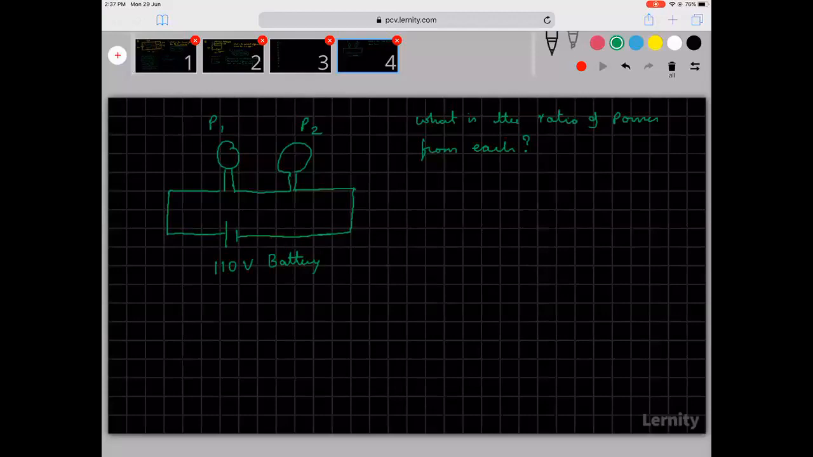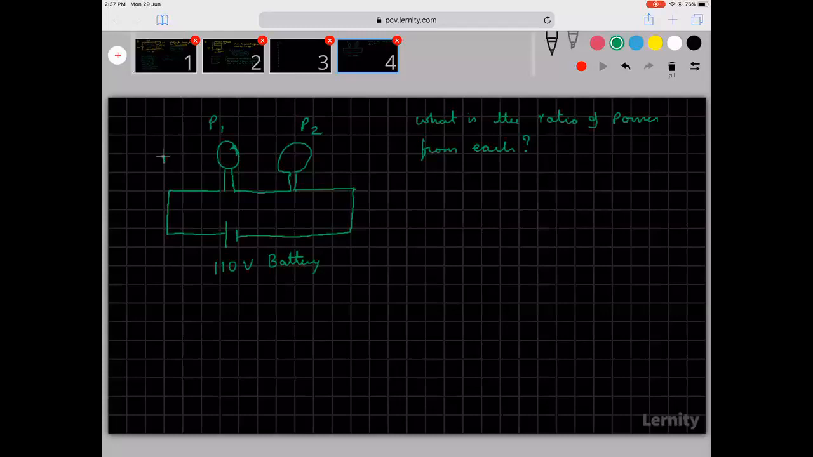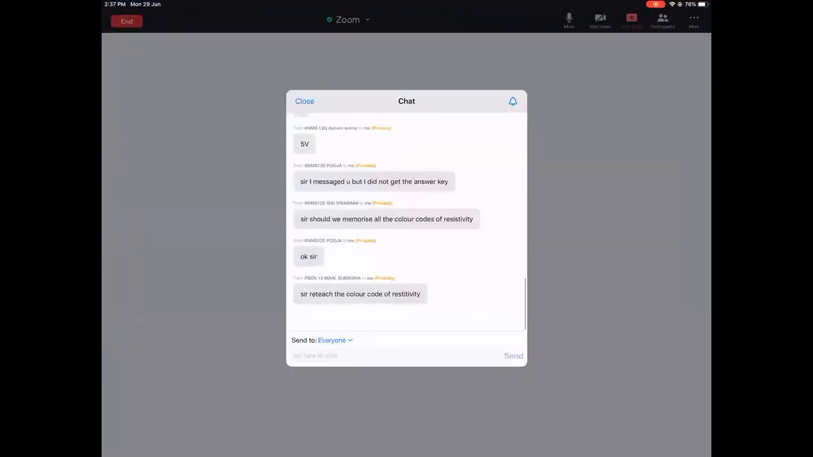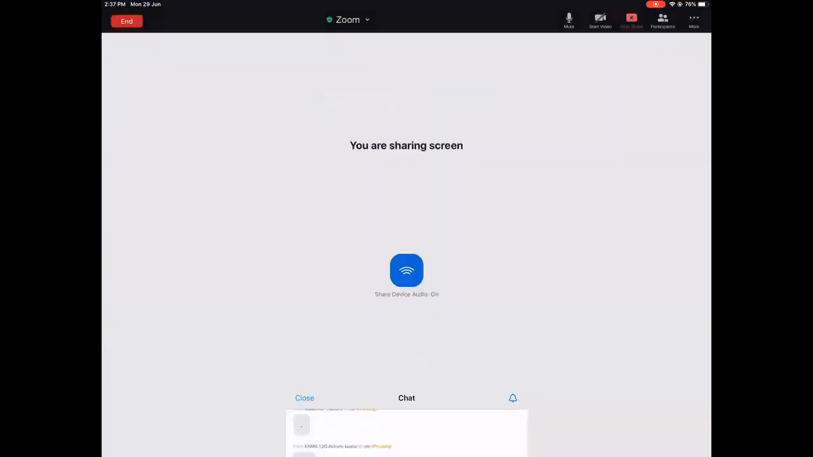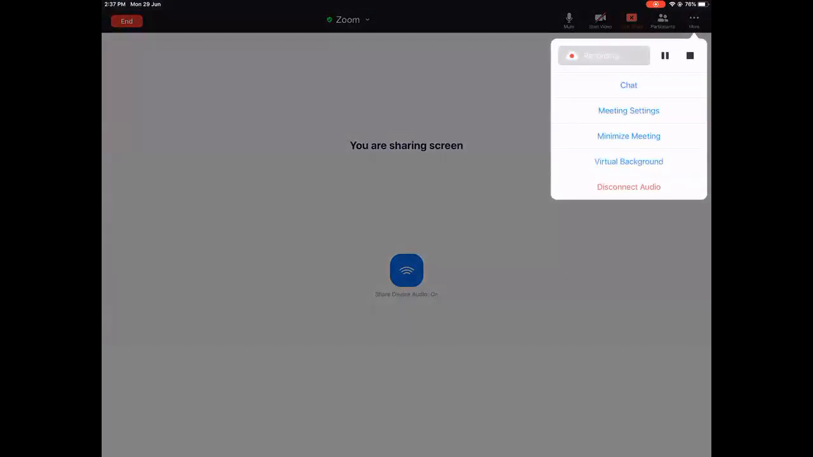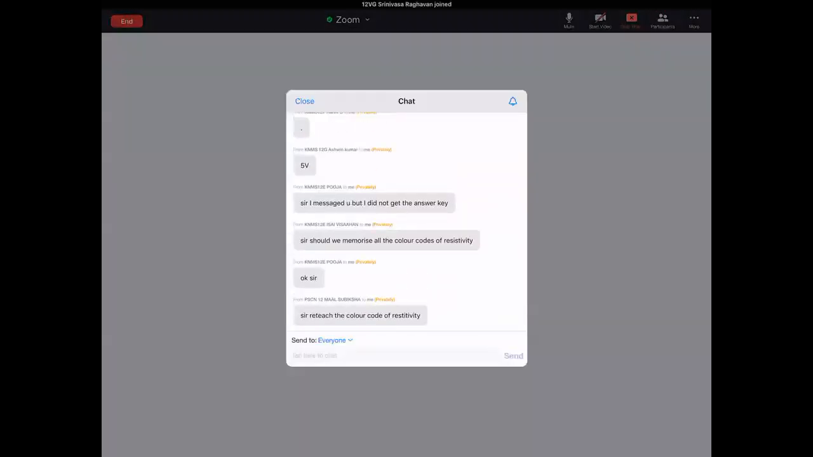Here, please calculate the ratio of power output in each of these bulbs. These are two bulbs. What is the ratio of power output in each? I was expecting an answer by now. The moment you see the question, I'm expecting an answer at least from some of you.